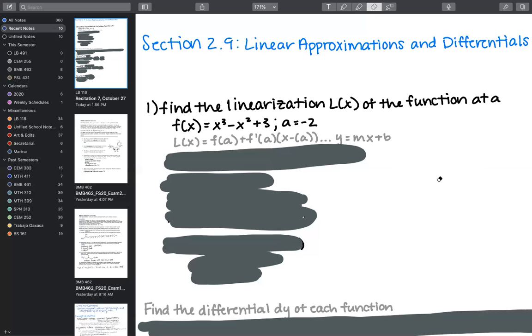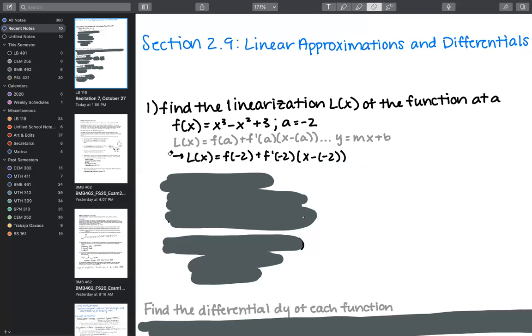So if we're asked to find the linearization L of x of a function at a, given that a is equal to -2 and f of x is equal to x cubed minus x squared plus 3, we're going to use this equation. When you're asked to do linearization, you will use this equation every time. And so what we've got to find is this here and this here, because we already have a.